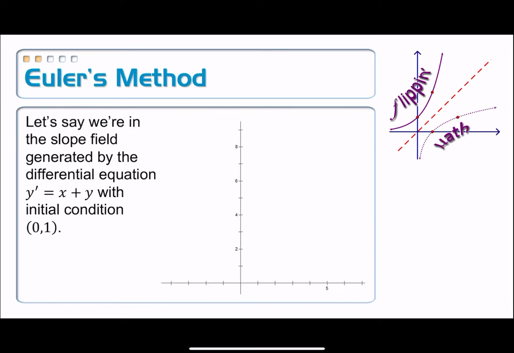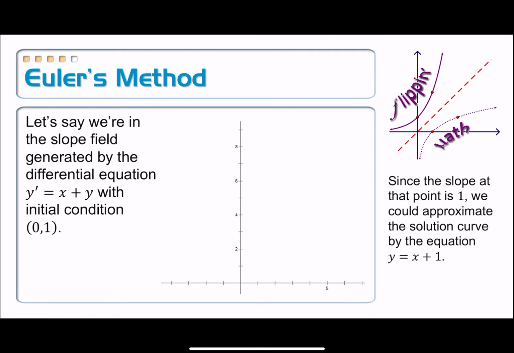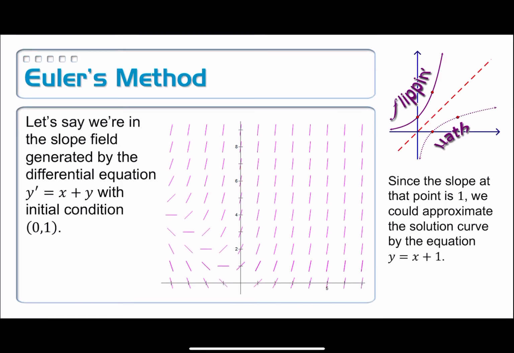Okay, so let's say that we're in this slope field generated by y prime equals x plus y, and it has the initial condition (0, 1). Let's go ahead and put in the actual solution curve. But it's not one that I know. I haven't been able to solve this yet. What we're trying to do is approximate a solution to it. So this grayed out image here is just giving us a base of what our answer is supposed to look like if we could actually get it.